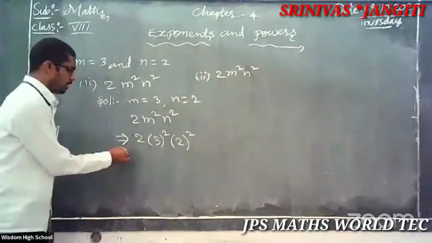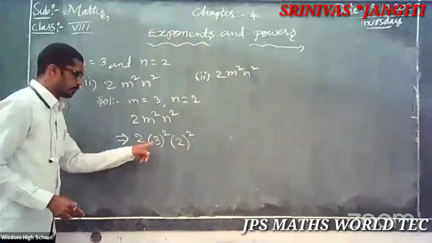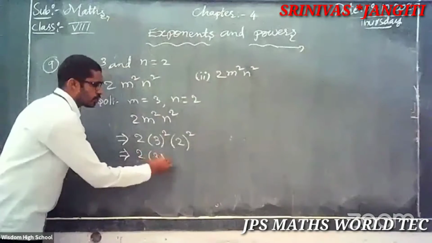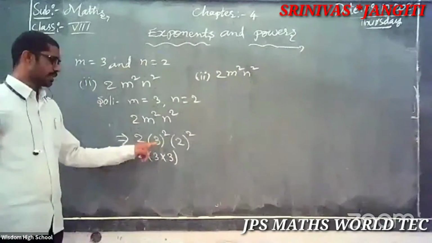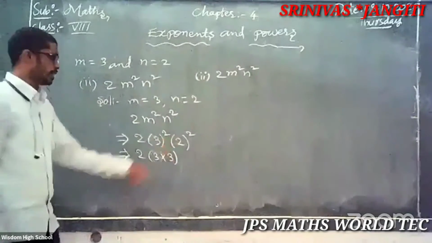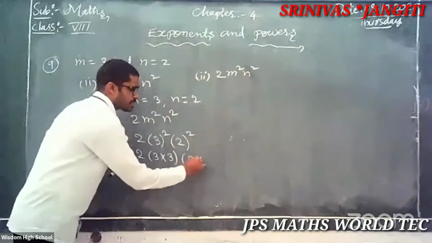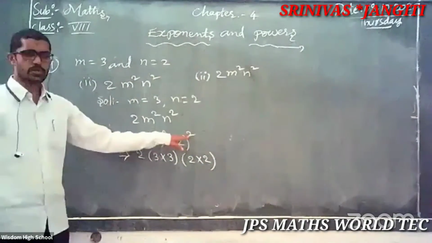Then after, what is here? The same point. 2 times, what is this? Yes, tell me, 3 times 3. Right, 3 squared means 3 times 3. Then after, what is here? Yes, tell me, 2 squared. Then 2 times 2. So here squared, here also squared.